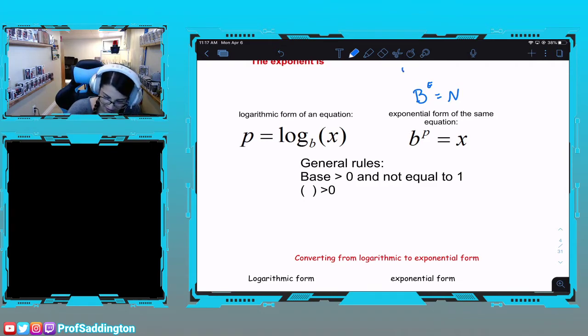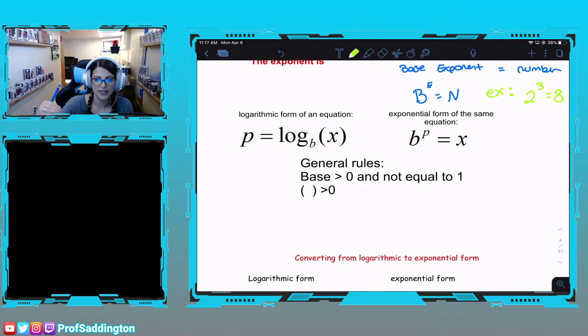So that's base, exponent, equals the number. Something in Ben form would be like 2 cubed equals 8. That is Ben form. Base, exponent, equals the number. 2 cubed is 8. Okay?